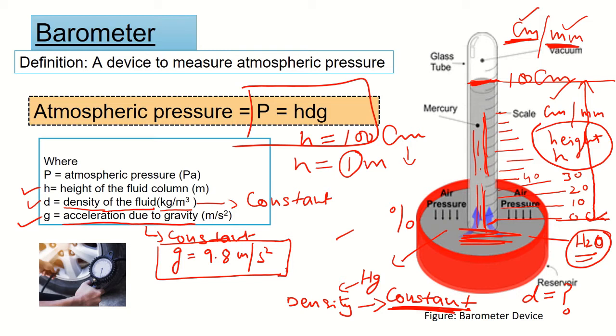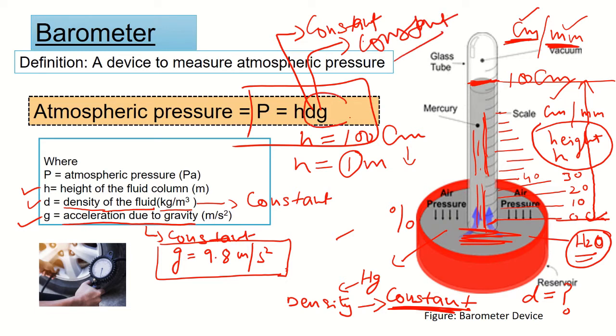So in this formula P = hdg, the density d is constant. It will be given to you, whatever the material or fluid is used in this barometer. It is constant, it will never change for that medium, and the value of g is also constant. It will never change. So here in this formula two things are constant. The only thing that changes is the height of the mercury.